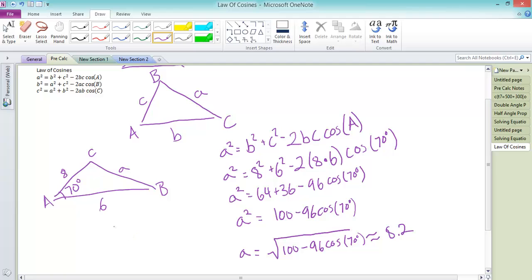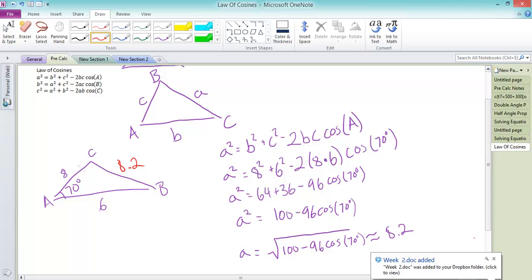So the side length of A is just 8.2. So I'm going to erase A, and we'll write it in red as 8.2, or about 8.2. That's what the little wavy symbol means.